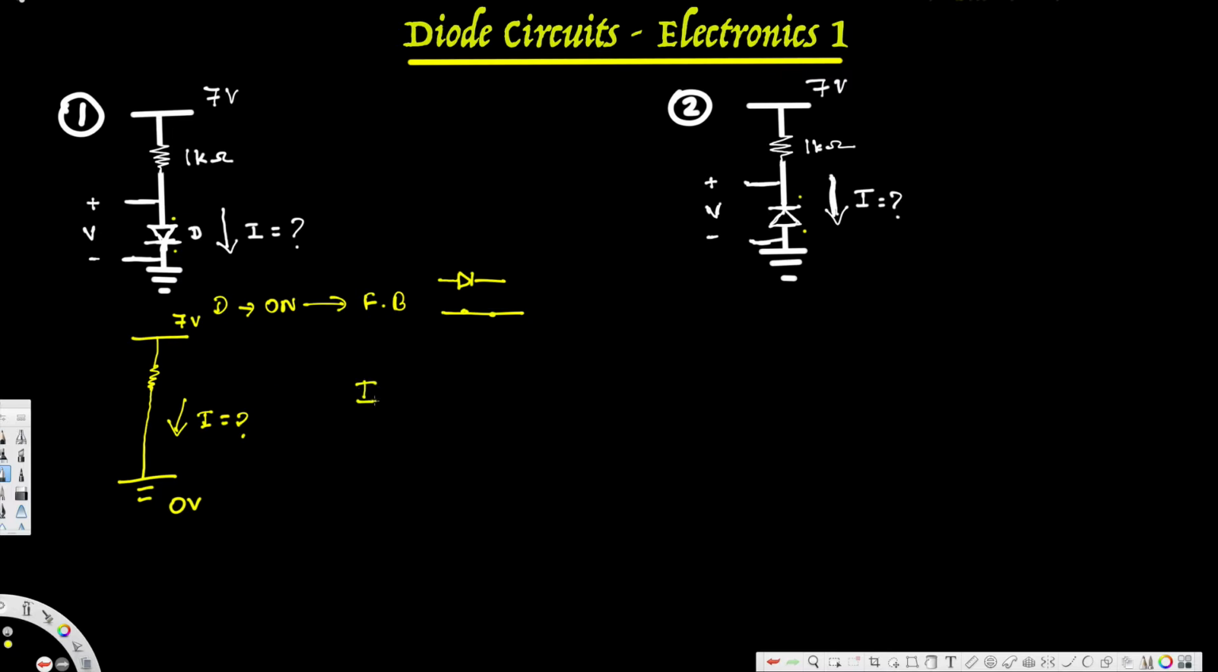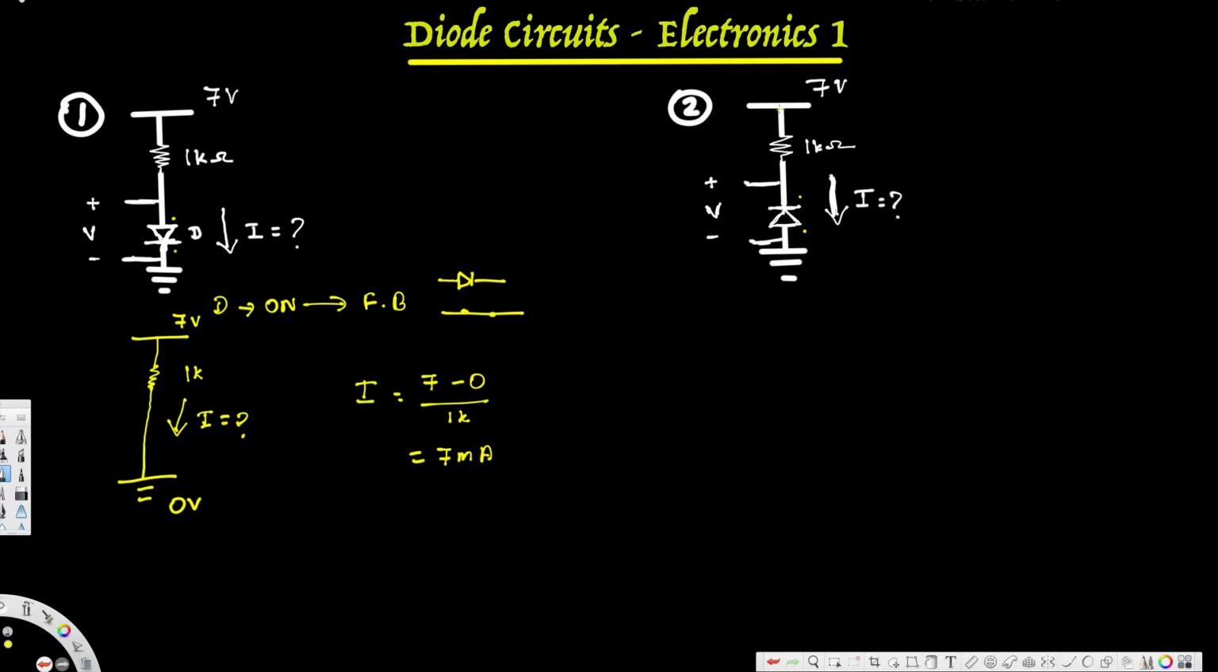I is equal to the voltage difference between these two divided by the resistance in between. This is a 1K resistor. Since the current is flowing this way, the voltage difference is going to be 7 minus 0, divided by 1K, and that's going to give us 7 milliampere. Here we are getting a positive current, so it means our assumption is correct. The diode is on. This is in forward bias.